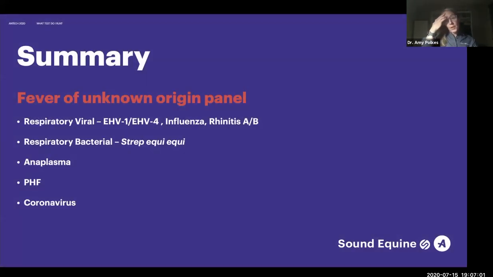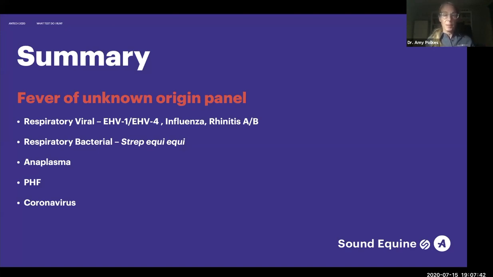So back to fever of unknown origin. We've talked before about the respiratory diseases and the bacterial diseases, and then anaplasma, Potomac, and corona, putting that all together, having a fever of unknown origin panel. Many years ago, when I first developed the PCR panels we run through UC Davis, I did start a fever of unknown origin panel because I know there were a lot of people that were frustrated by those horses that had these high fevers and nobody knew what to do with them. And so I put together a panel where you could combine a bunch of different things.